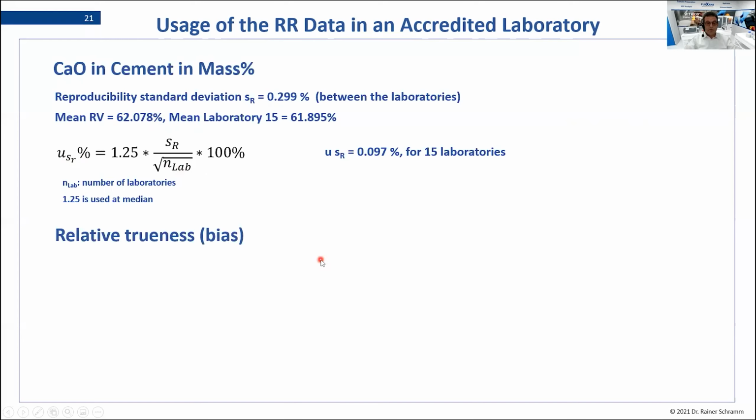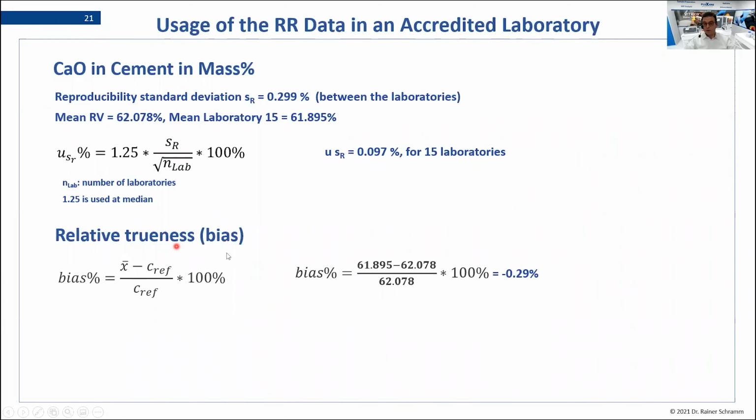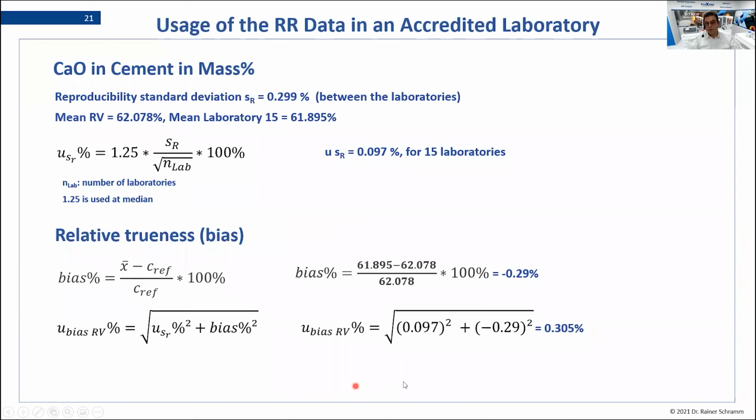And then the second value you need to calculate is the relative trueness. And this is just your mean value from the laboratory, and the difference then to the mean value of the round robin study. And so relatively, you calculate your bias or your trueness. And I just put also an example here. And then you combine both together to get the uncertainty of the trueness from this round robin study.